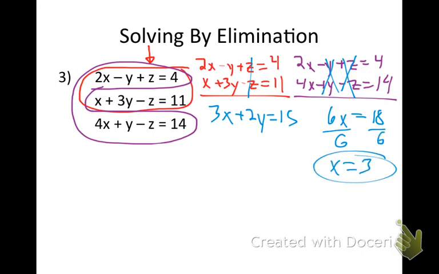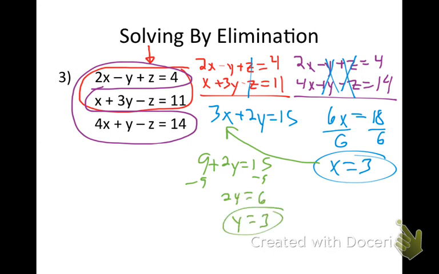What am I going to do next with x equals 3 then? I plug it in over here and solve for y. So I get 9 plus 2y equals 15. Subtract 9. 2y equals 6. I get y equals 3.